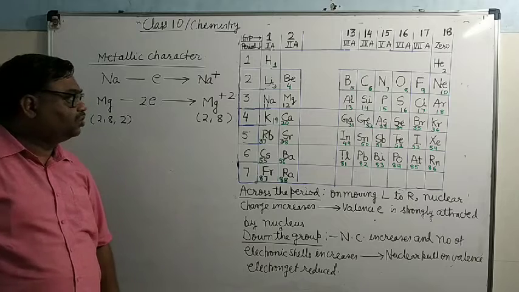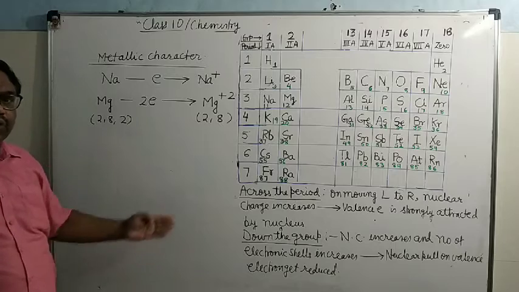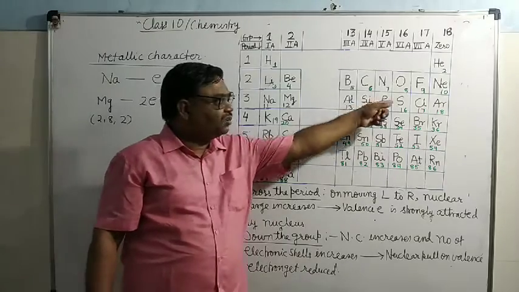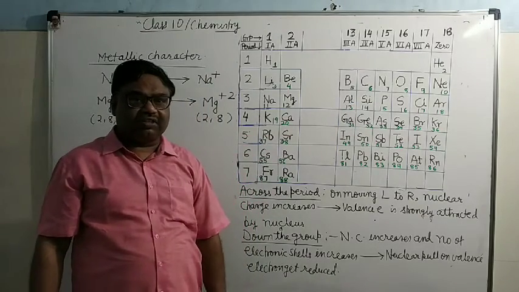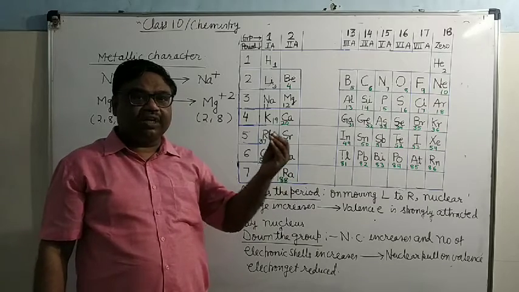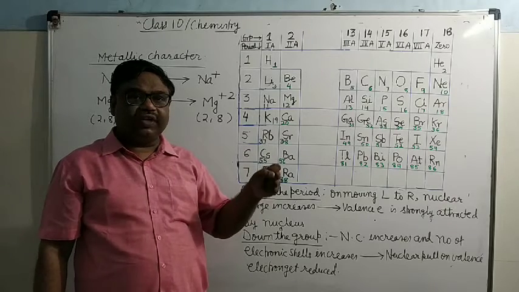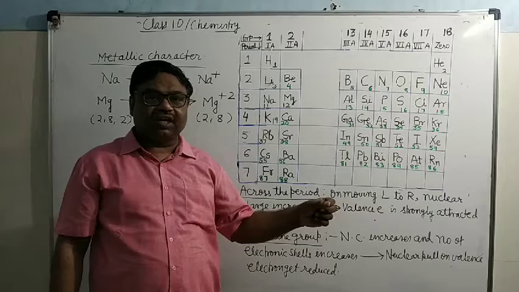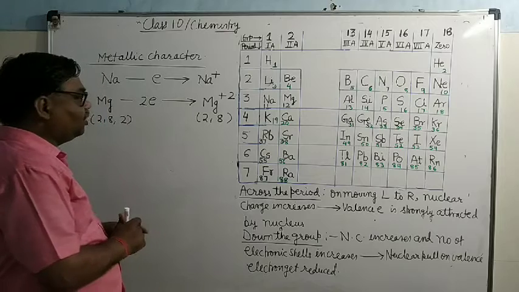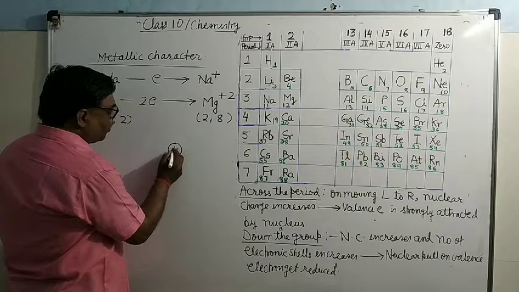It's clear. So when you see in a period, what happens as we move across it? Nuclear charge increases. Why? All the elements of the same period have the same number of electronic shells. When the nuclear charge increases, it will exert a greater pull on the valence electron. And when it exerts a greater pull on the valence electron, it becomes difficult to detach the electron from the valence shell.